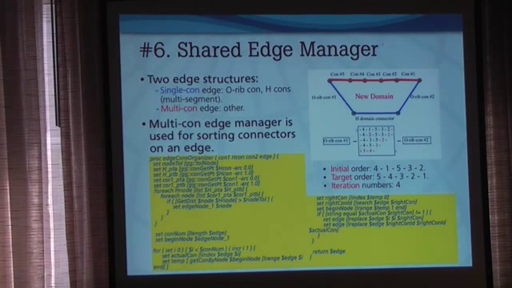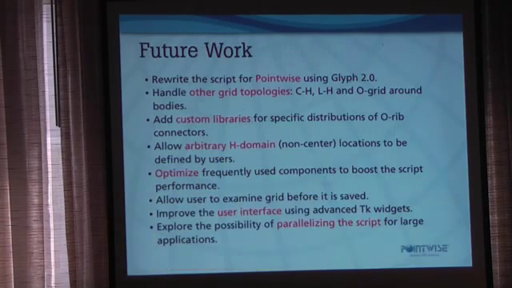For the future work, GridGen is the first generation of our meshing product, and we already released the second generation, Pointwise, which looks much better in the GUI, and everything is faster, the performance is good. So I need to rewrite the script using Glyph 2. Glyph 2 is more like an OO structure, so I need to completely rewrite the whole thing. And also I need to use Tcl/Tk 8.5.